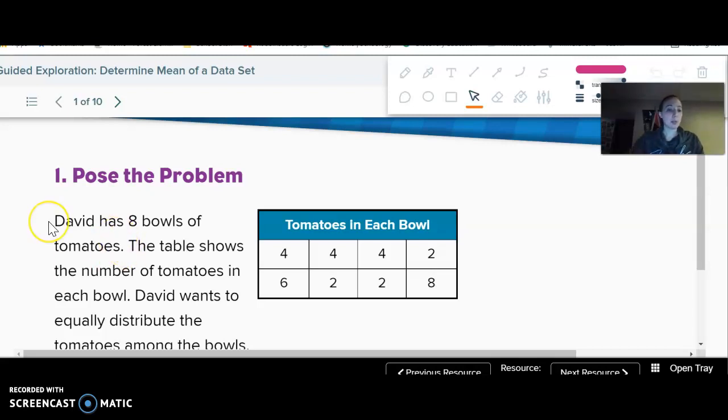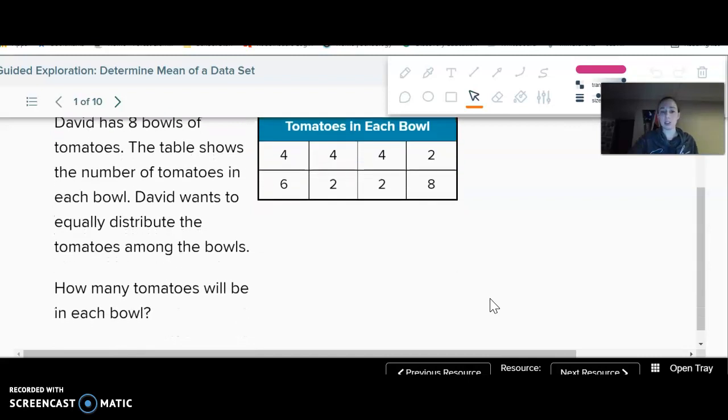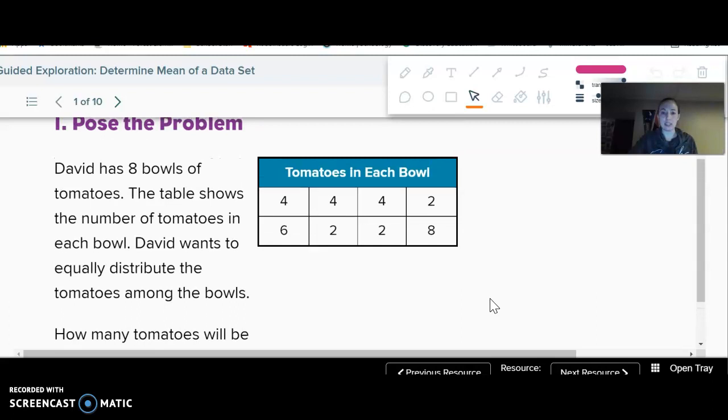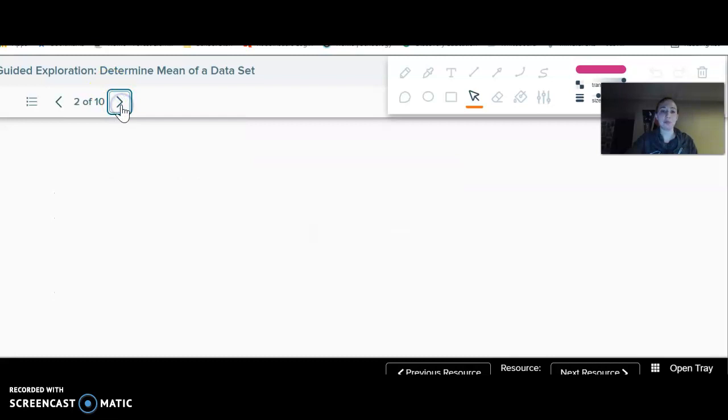So, the problem. David has 8 bowls of tomatoes. The table shows the number of tomatoes in each bowl. David wants to equally distribute the tomatoes among the bowls. How many tomatoes will be in each bowl? That's what the mean is. Another word for it is the average. So if it asks what's the average, think mean, average, those two are synonyms.